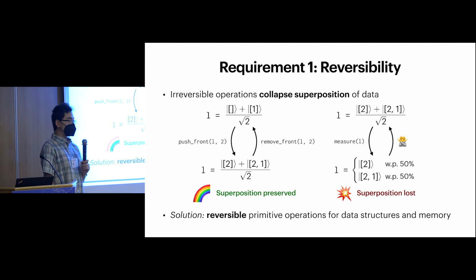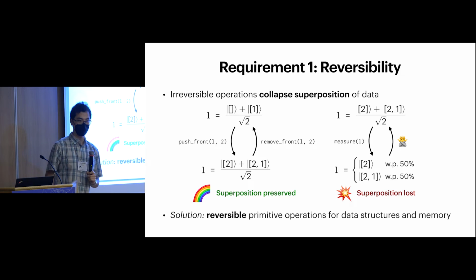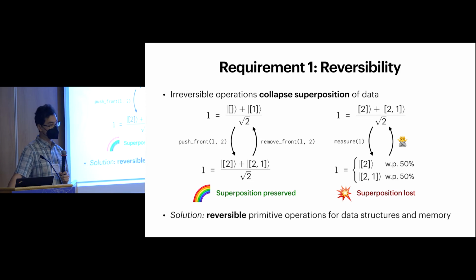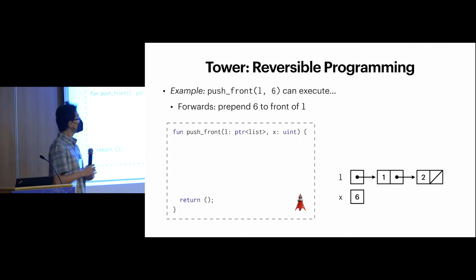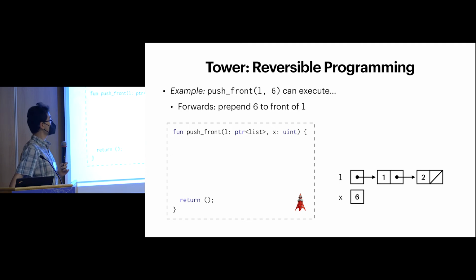So the key idea here that we're going to use in Tower is that we're going to guarantee that all of the primitive operations, including those that manipulate data structures in memory, are going to be reversible primitives. Let's see an example of how we're going to do that. So let's try to implement this push front function. And let's say we're calling it on this list L containing 1, 2, and we're trying to insert this element 6. We can execute the function forwards by prepending 6 to the front of L.